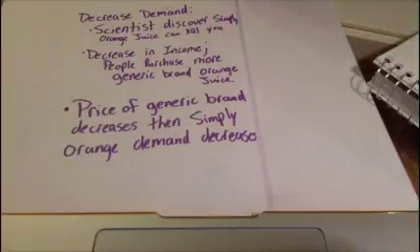The ways that the demand could be decreased for this good would be if scientists discover that Simply orange juice can kill you, or a decrease in income. People may buy a generic brand of orange juice if they don't have as much money, and if the price of the generic brand decreases, then the Simply Orange juice demand will then decrease.